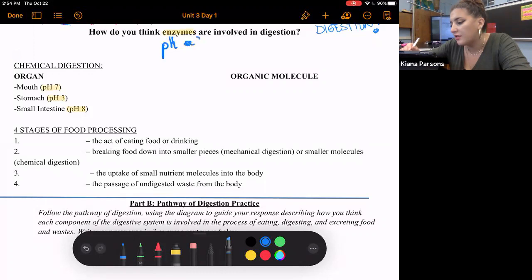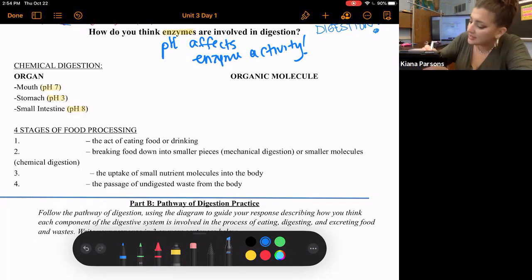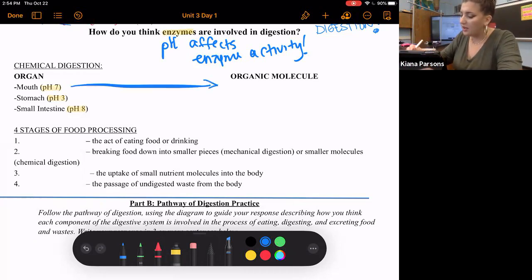And remember, we're talking now about enzymes, so we know that pH affects enzyme activity. We know this is the case. So, in our mouths that have a pH of 7, certain enzymes, like amylase, are going to act in our mouths. And in our mouths, the organic molecule that is digested is starch.